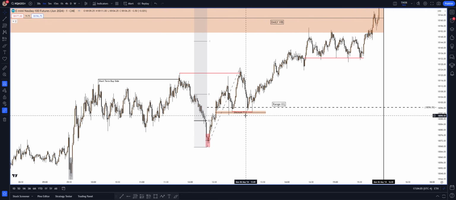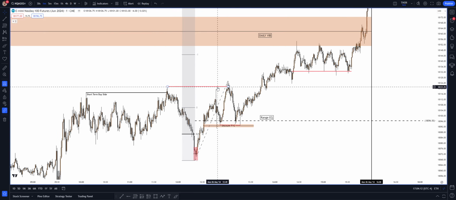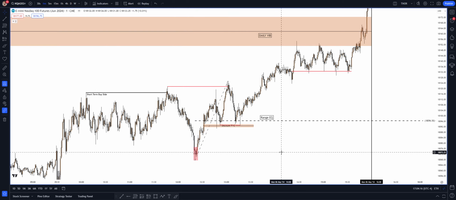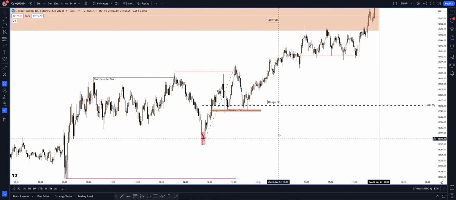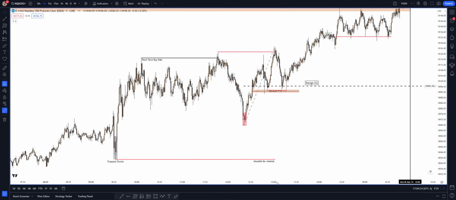In this case, if I was to be long here at the range EQ, I would probably collapse my position at -1 or maybe daily volume imbalance. But I would have definitely taken partials at the short-term highs because of how choppy price action was today. So yeah, that's it, guys. If you have any questions or anything, please do ask me.